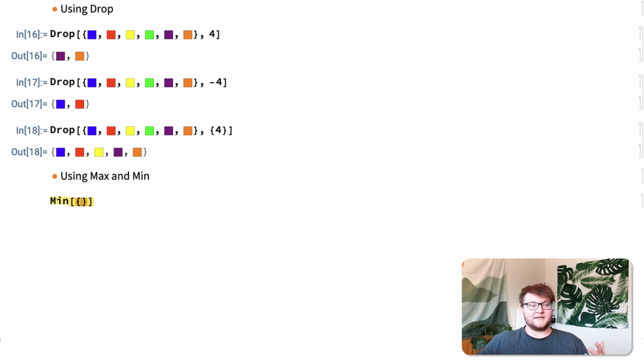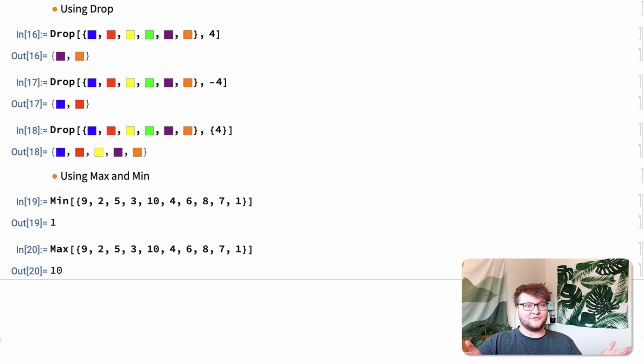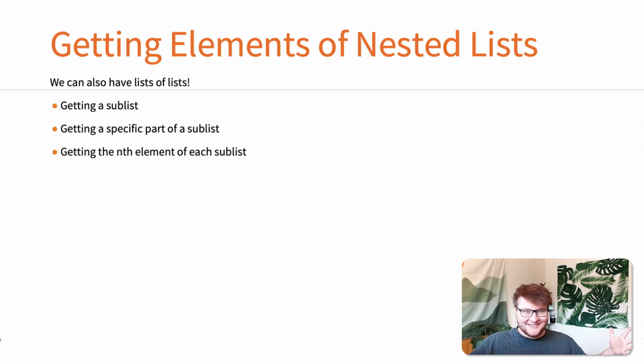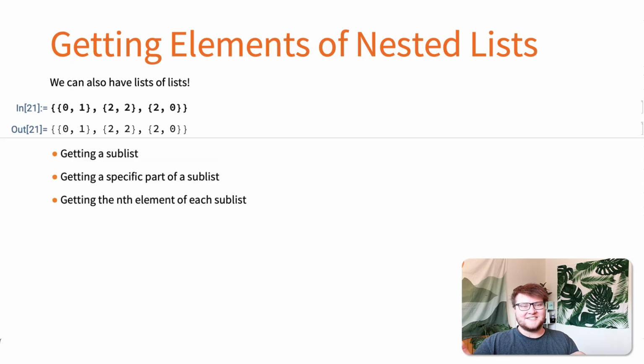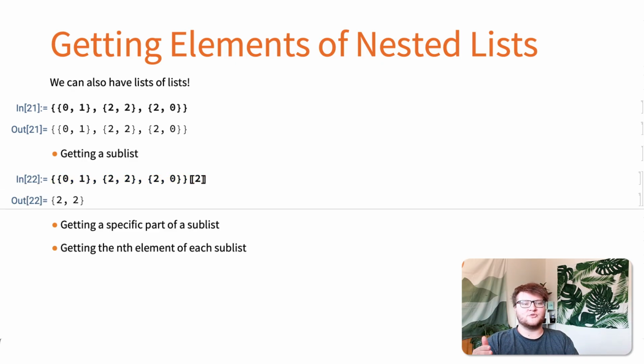Some other ways to manipulate lists are things like min and max, which return the smallest and the largest element in the list. So all of that was helpful for single lists, but we can also have lists of lists. We might get a list of lists by writing out coordinates, and if we want to get the second coordinate, the second list in the lists of lists, then we use part just like normal. So the second element of this list is the list 2, 2.